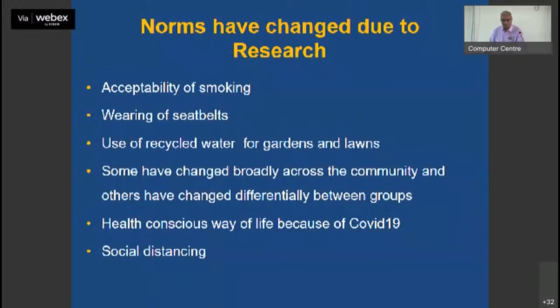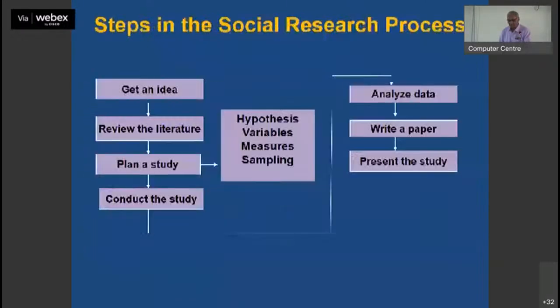economy, because of COVID and all this. A health-conscious way of life because of COVID-19. Now even the soap seller says that the immunity power will increase. Everything is related to immunity. Social distancing, all this has come about because of that. So if you summarize all these things, then get an idea. Not an idea of Vodafone. Get an idea, a question, a review of literature.